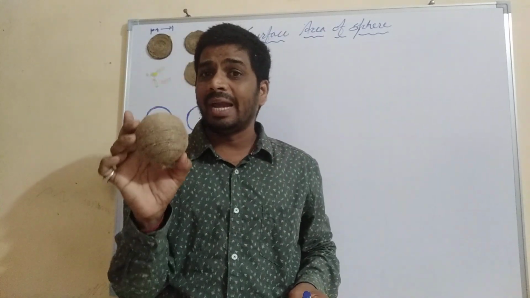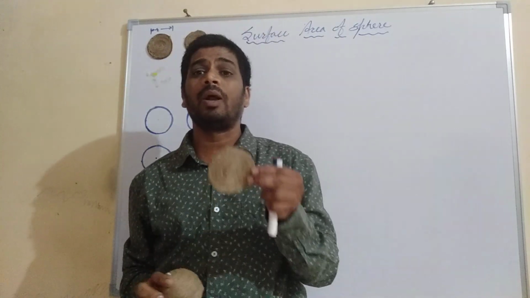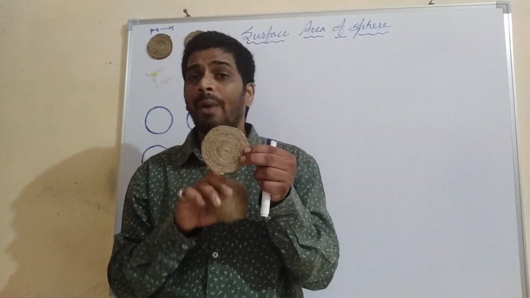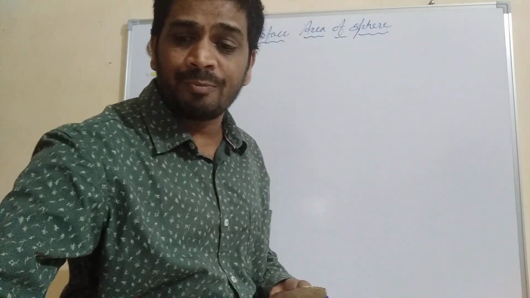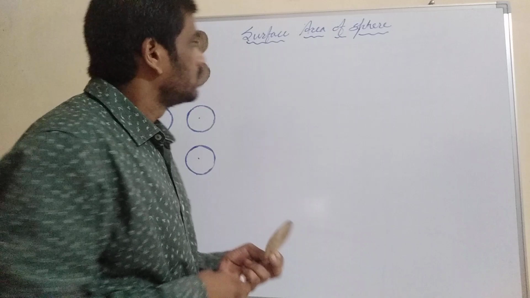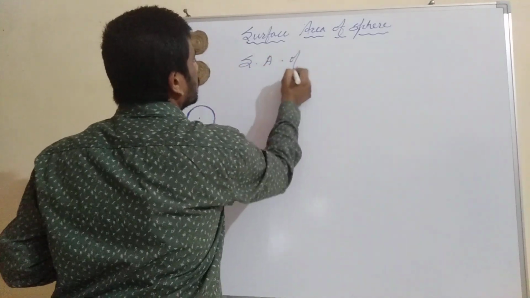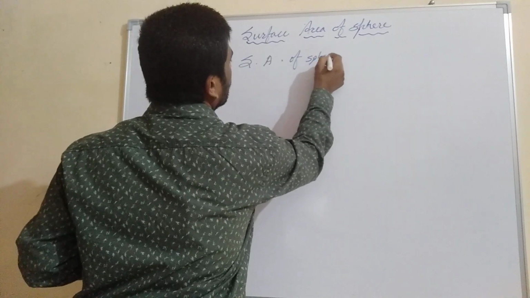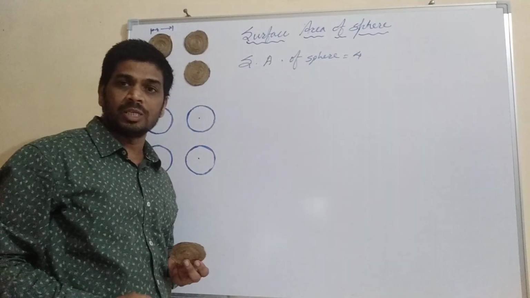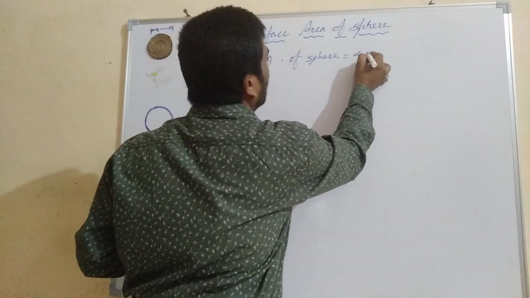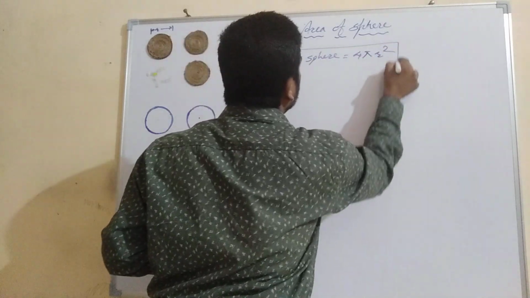So it will prove that the total surface area of a sphere will be equal to 4 times pi r square, 4 times the area of a circle. So we get the formula: the total surface area of a sphere will be 4 times the area of one circle, meaning pi r square. So 4 pi r square will be the surface area of a sphere.